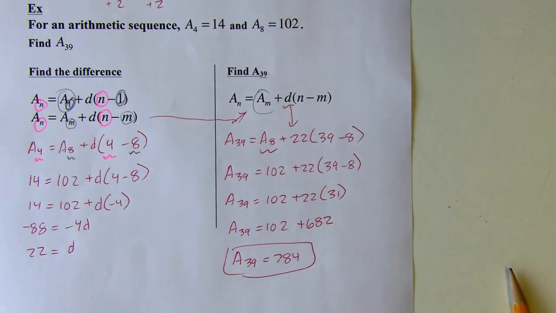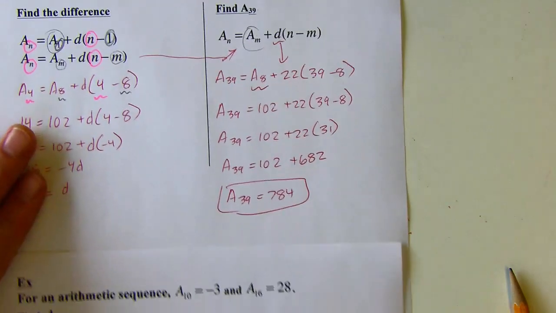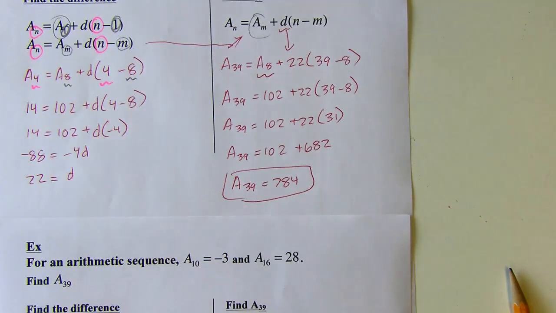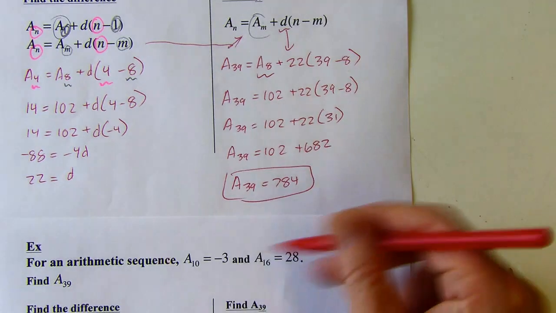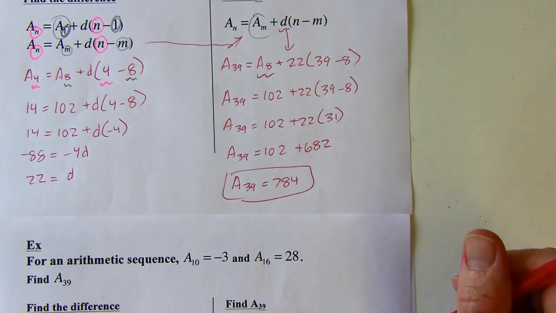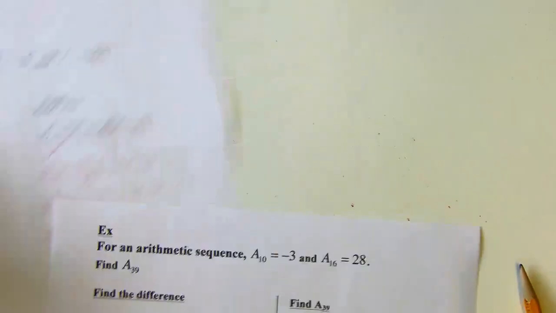Okay. All right, there's another problem just like this on the next page, so you can pause the video and try it out if you like. Okay, I'm still looking for a sub 39, but I got some new term values here. Okay. All right, let's try it out.